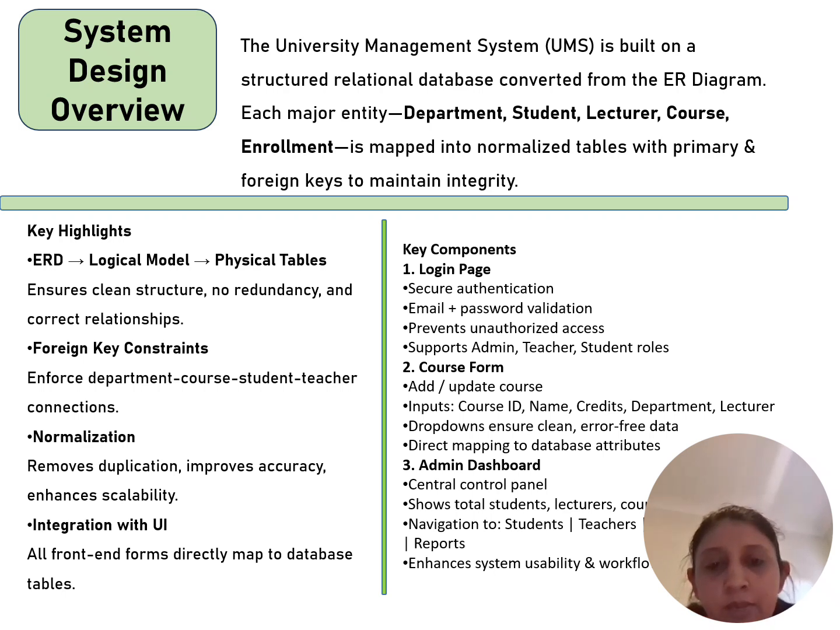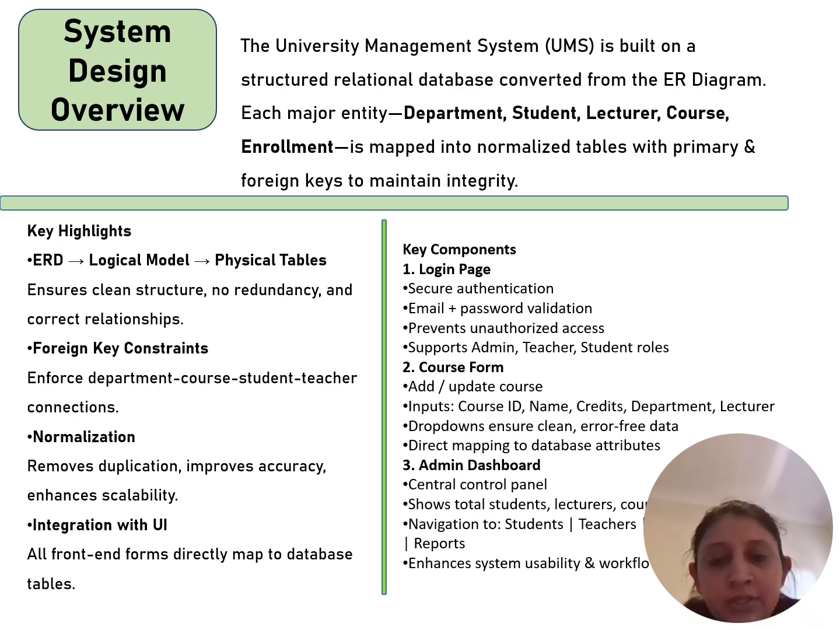Hello everyone, my name is Jashandeep Kaur. I am talking about the system design overview. The University Management System, UMS, is built on a structured relational database converted from the ER diagram. Each major entity, department, student, lecturer, course, and enrollment, is mapped into a normalized table with primary and foreign keys to maintain integrity. There are some key highlights and key components. The key highlights are the ERD logical model, physical tables, foreign key constraints, normalization, and integration with UI.